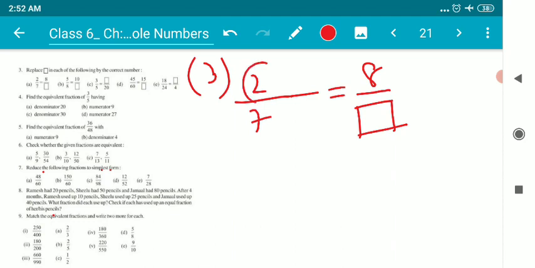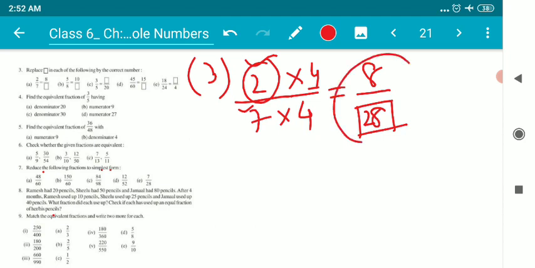When 2 becomes 8, we multiply 2 by 4. 4 2s are 8. As we are multiplying 4 with 2, we have to multiply 4 with the denominator as well. As we are multiplying the numerator, we have to multiply the denominator as well. So 4 2s are 8 and 4 7s are 28. The fraction is 8 by 28.